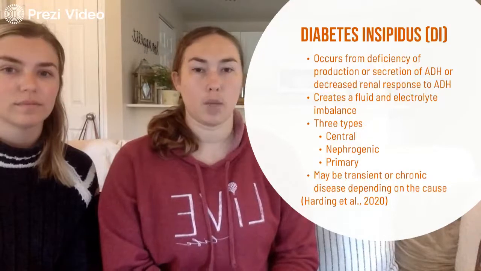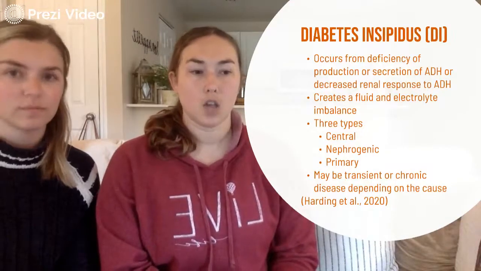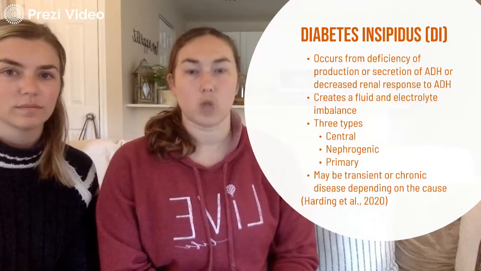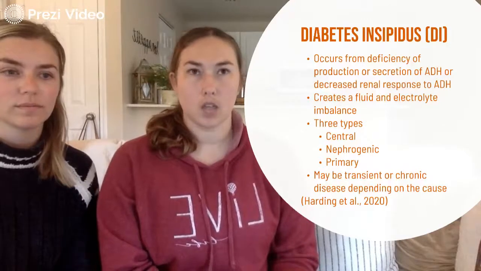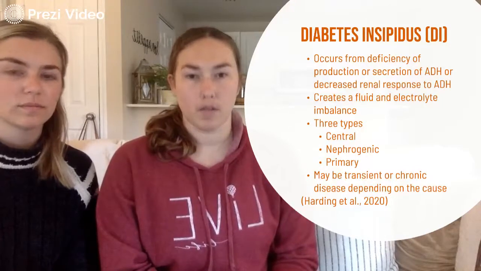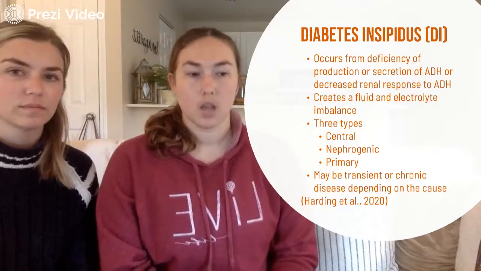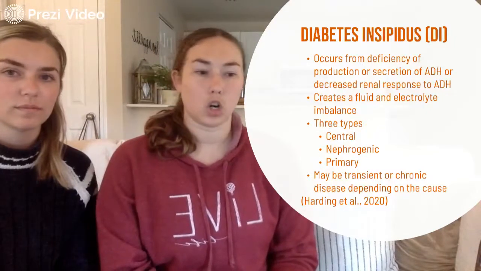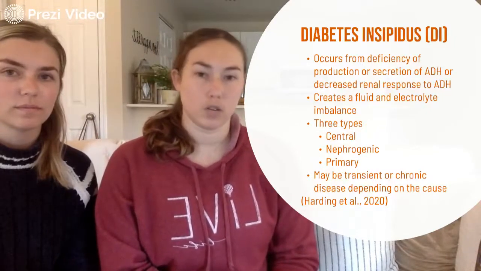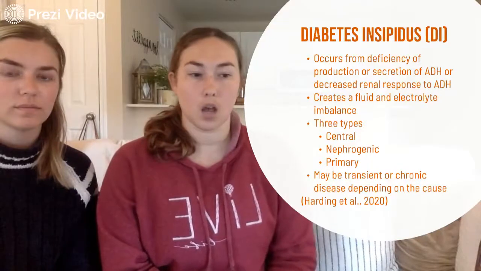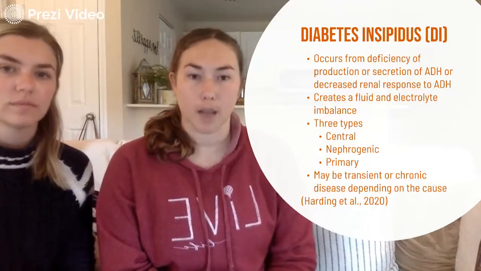Nephrogenic is when the problem occurs in the kidneys. So there is a decreased renal response to ADH, despite there being an adequate amount of ADH in the patient's system. Some examples of when this could occur would be if the patient has renal damage or certain types of drug therapy can cause this to happen.